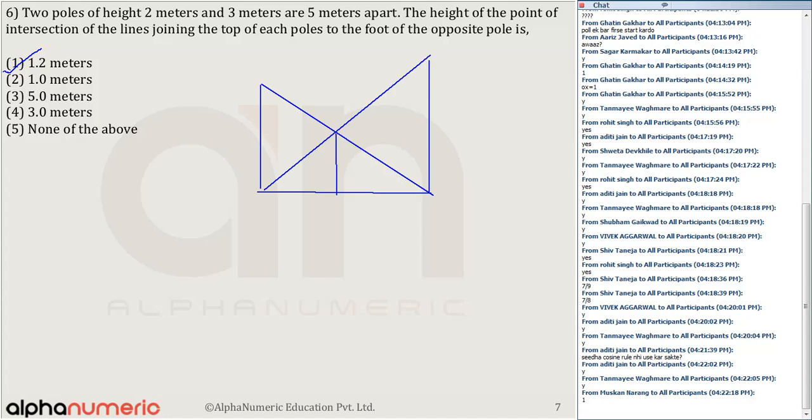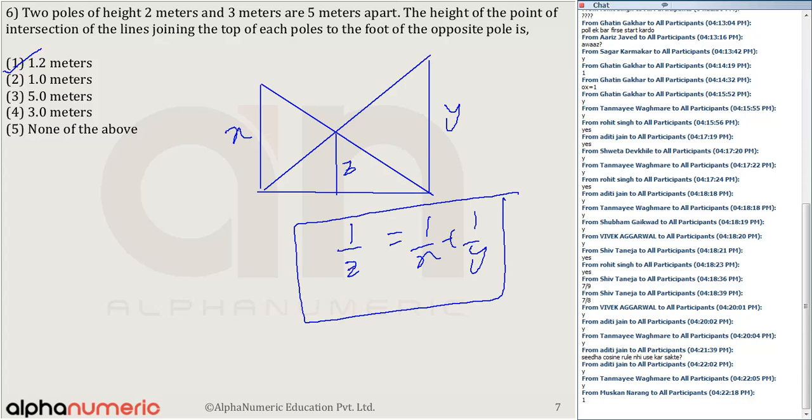ठीक है. We know that if this distance is x, this distance is y, this is equal to z. So 1/z is always equal to 1/x plus 1/y. ये रिजल्ट हमने क्लास में भी प्रूफ किया है, which is commonly known as the ladder theorem also, and we have used it in lots of questions. CAT में भी इस पे भी काफी questions आ चुके हैं. So straight away 1/z is equal to nothing but that is 1/2 plus 1/3. Solve this and you'll get the answer.